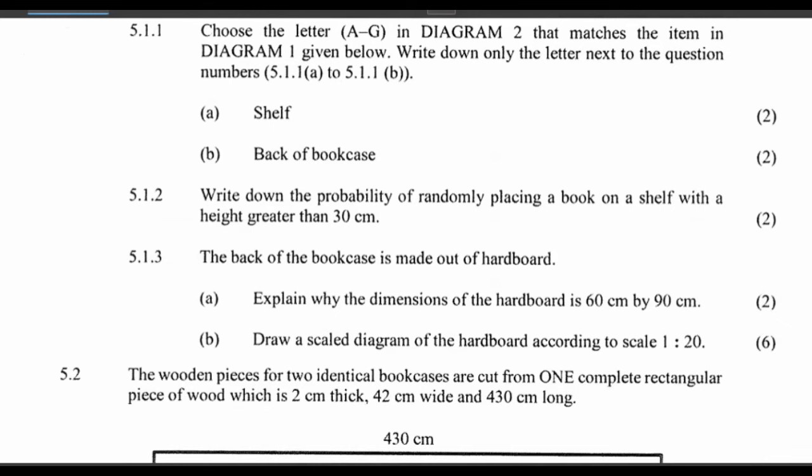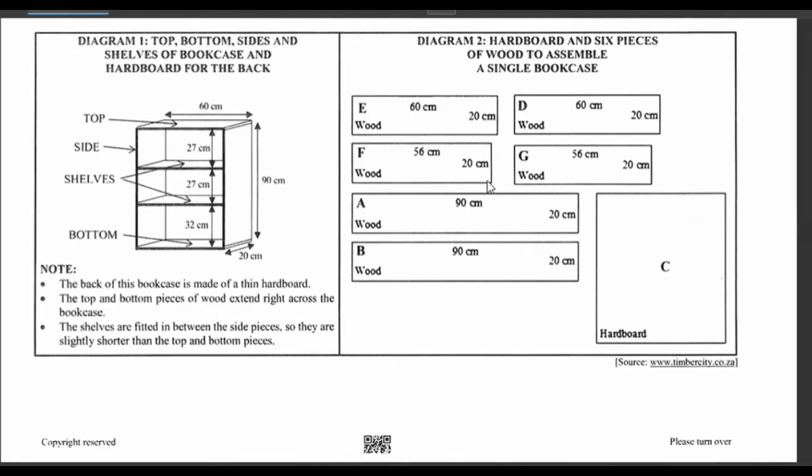So we got to know which block represents the shelf. The blocks that represent the shelves are these ones here. Why? When you come here, they say the shelves are fitted in between the sides, so they are slightly shorter than the top and the bottom piece. So slightly short. This is 60. This is 56. So one of these is the top and the other is the bottom, making this shelf shorter than that.